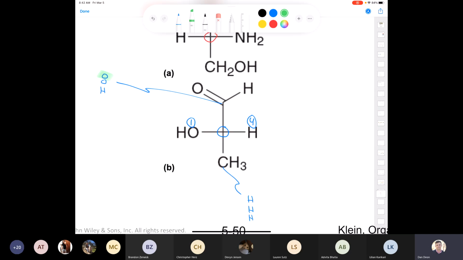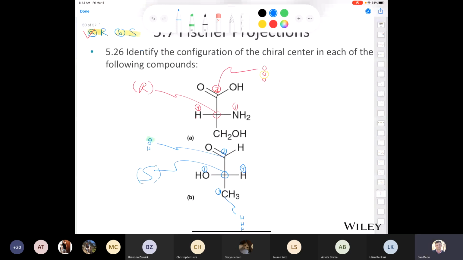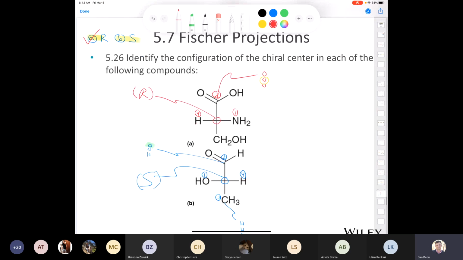So the oxygen is our tiebreaker. So we have this group being second highest priority, this one being third. So we go from 1 to 2 to 3 like that, which would be clockwise, which would be R. But again, since our hydrogen is horizontal, we reverse it. And so the stereochemical configuration here is S. So my students were right on both accounts. Excellent work, you guys.